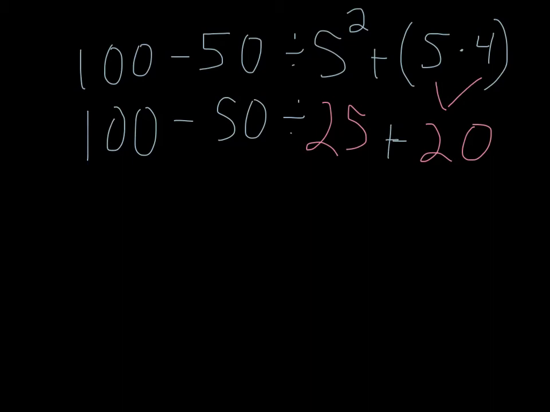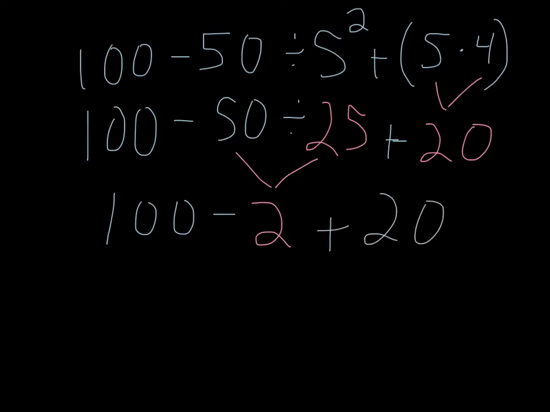So let's recap. We've already done our parentheses, we've already done our exponents, so our next step is our multiplication and division. As you can see in the rewritten problem, we don't have any multiplication, but we do have division. So we can go ahead and do that, and we know that 50 divided by 25 is 2. And now I'm going to rewrite again just to make sure I don't get confused. So I still have 100 minus now 2 and then plus 20.